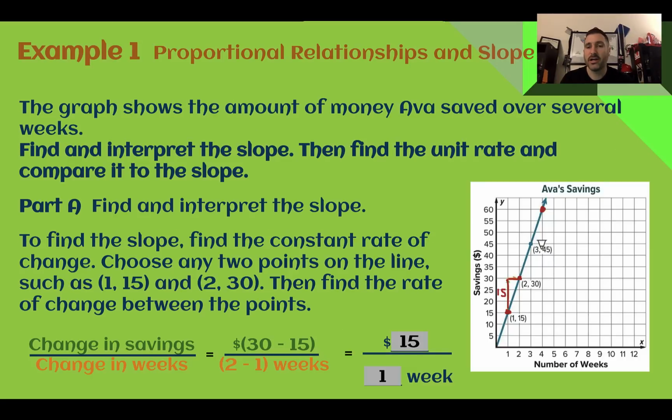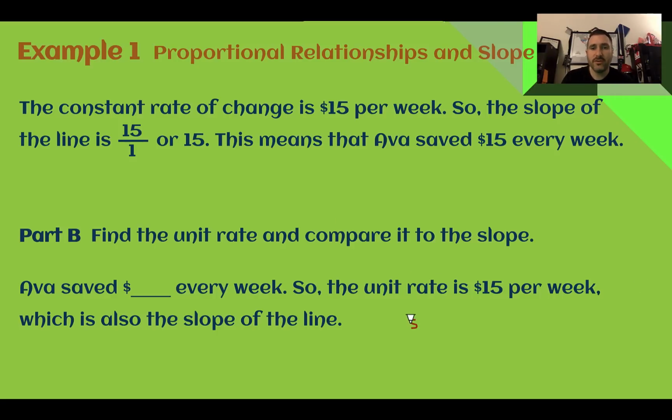So if we look back at our graph here, let's use, say, this point here, (3, 45), that we haven't used yet. She saved $45 in 3 weeks. So how much is she saving each week? We can just divide that. 45 divided by 3 is 15. She saved $15 every week. So what this means is the unit rate, she's saving $15 per week, is the same as the slope.